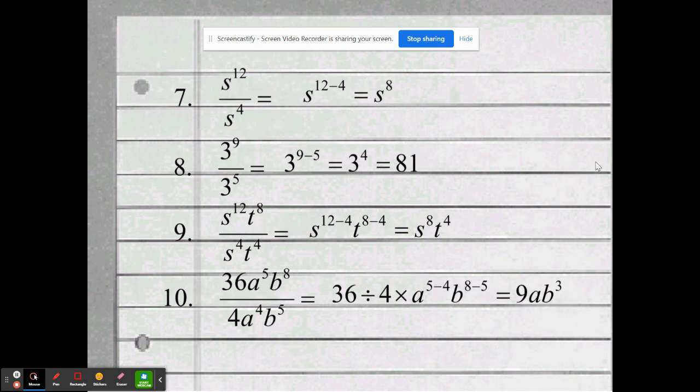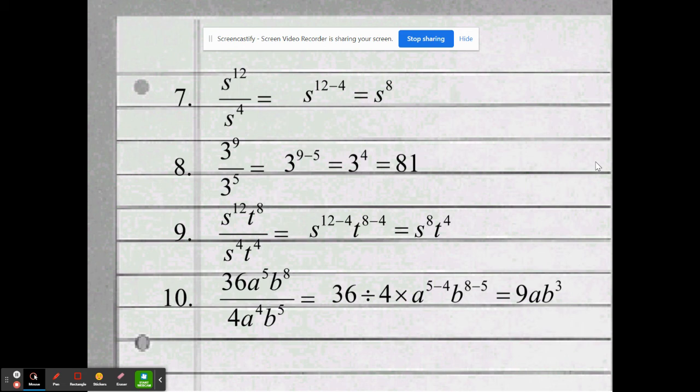So for our division problems, again, when you multiply, you add exponents. When you divide, you subtract. So s to the 12th divided by s to the 4th. The base is the same, s. So 12 minus 4 is 8. Number 8, the bases are 3's. It's 9 and 5. So we're going 9 minus 5, so top minus bottom. 9 minus 5 gives me 3 to the 4th power, and that is 3 times 3 times 3 times 3, which is where we get our 81.